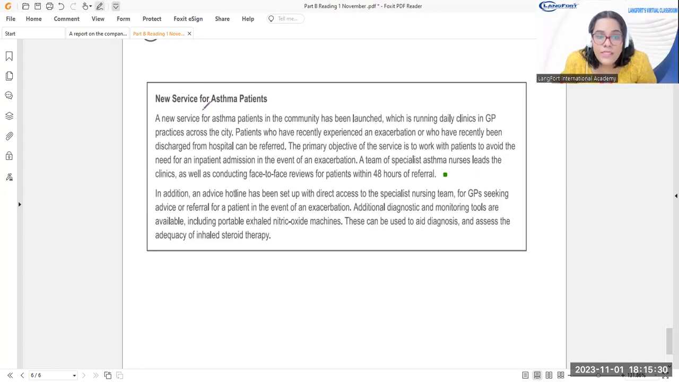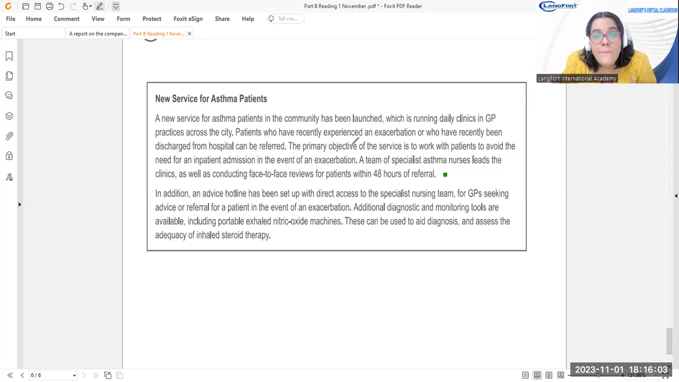So they are talking about a new service for asthma patients. They've launched a new service in the community, which is running daily clinics across various GP practices across the city. That's what the new service is all about. Patients who have recently experienced a worsening or who have recently been discharged from hospital can be referred. So patients who just got discharged, or who are experiencing an exacerbation or worsening of their problem, can be referred here.